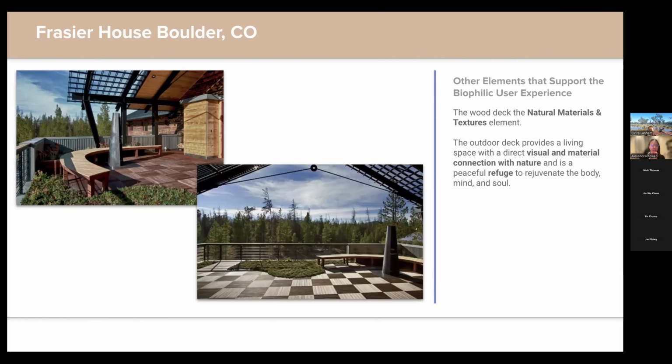And then the last case study is the Fraser House. I'm currently in Boulder, Colorado, and this house is beautiful. I've been here. It's a net zero energy home. So it's very aesthetically pleasing and a little bit luxurious, but it's also very durable and energy efficient, net zero emissions. And it's designed with very minimal maintenance in mind.